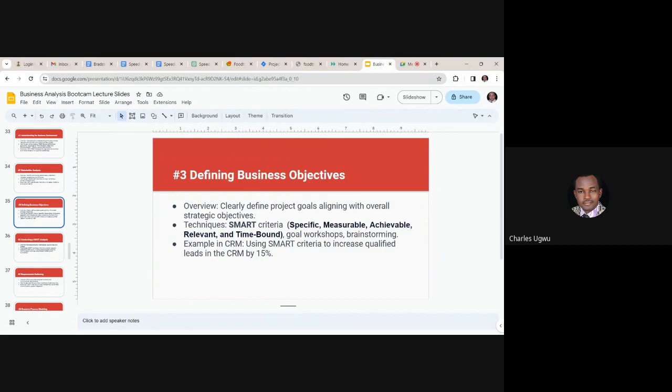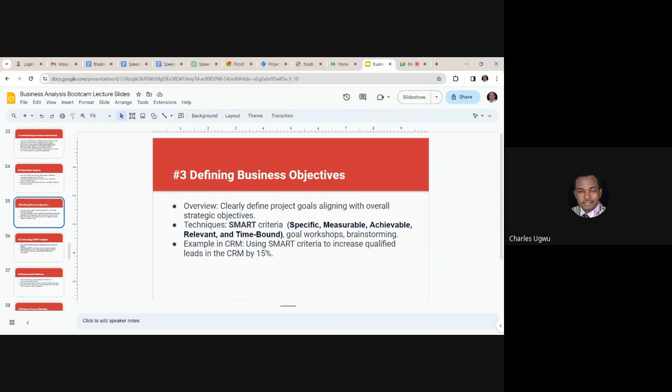And for us to do that, we need to apply some techniques. Some of the techniques here is SMART criteria. SMART criteria means that the objective must be specific. It must be measurable. It must be achievable. It must be relevant, and it must be time bound. Every objective as a business analyst, you must apply this SMART technique, the SMART criteria.